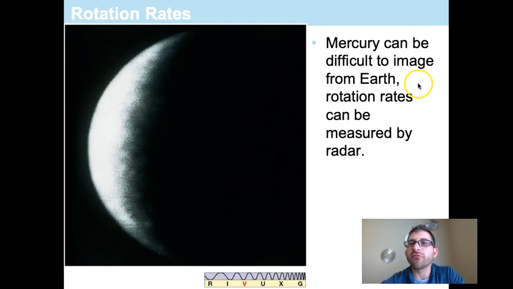So in terms of rotational rates, Mercury can be very difficult to image because of its size and its proximity to the Sun, but we can actually measure its surface rotation using radar and the Doppler effect, as we've discussed in previous videos. So we look for the red shifts and blue shifts of the light coming from this object in the radio spectrum.